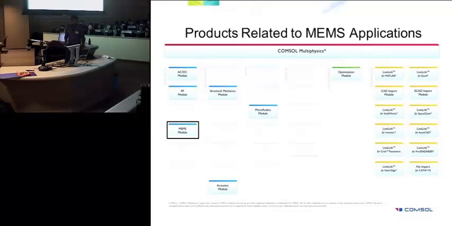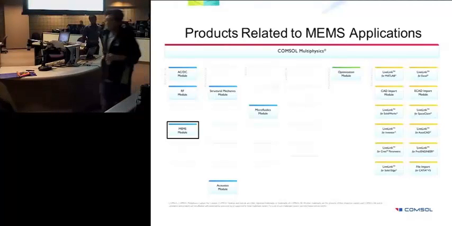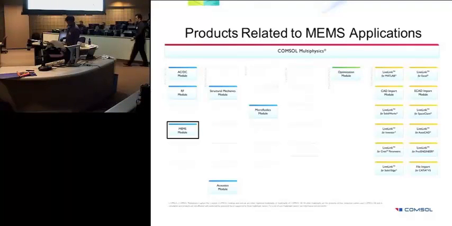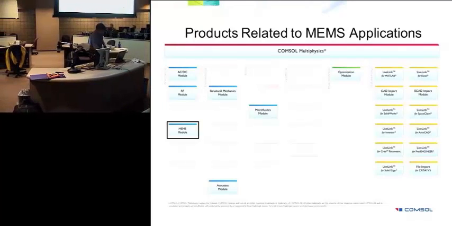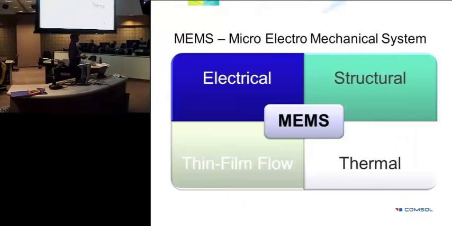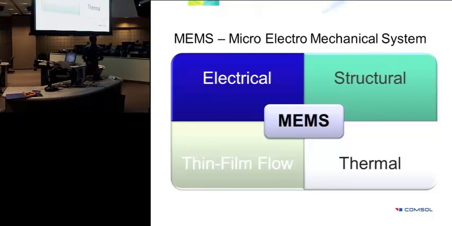This is the product chart. I'm not going to explain the whole product chart, but I just want to point out that the MEMS module contains most interfaces for modeling of MEMS devices. However, many of your applications will be multi-physics in that you may need to borrow features from other modules like AC/DC, RF, microfluidics. Acoustics is one important one that shows up. Those could also be part of your multi-physics model if needed. MEMS as such is a combination of electrical, structural, thin film flow, and thermal aspects within Comsol.